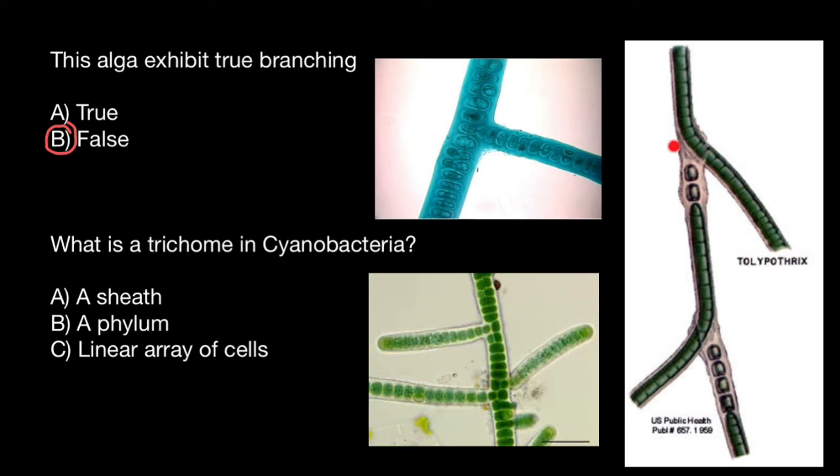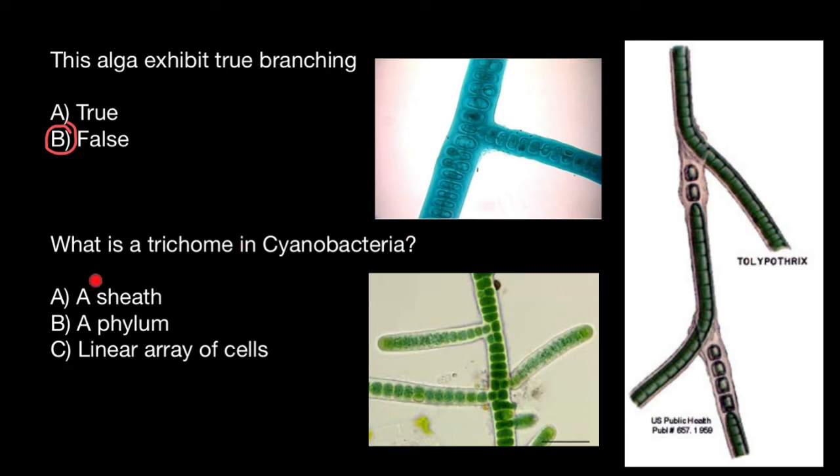This algae shows false branching, where the branch goes in the same direction and in the same plane. Cells of the branches are not connected, and we see here that such branching happens at the points of the sheath breaking. And second question: what is a trichome in cyanobacteria?